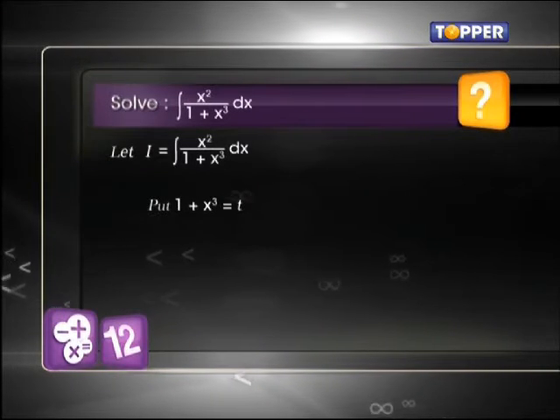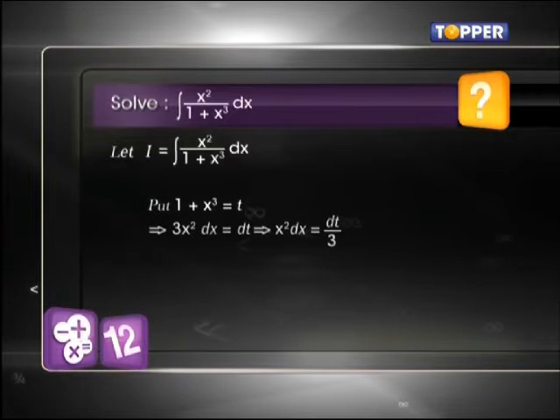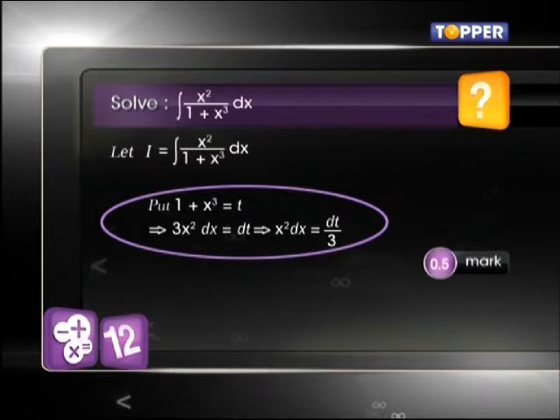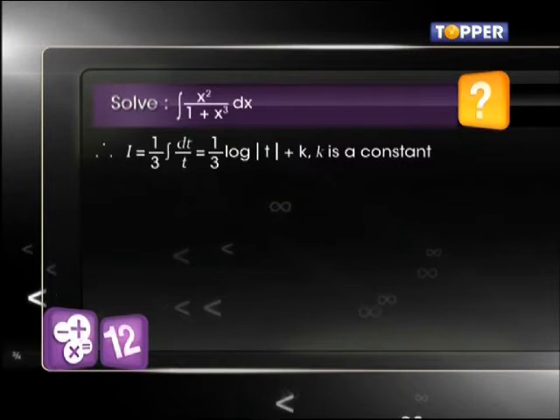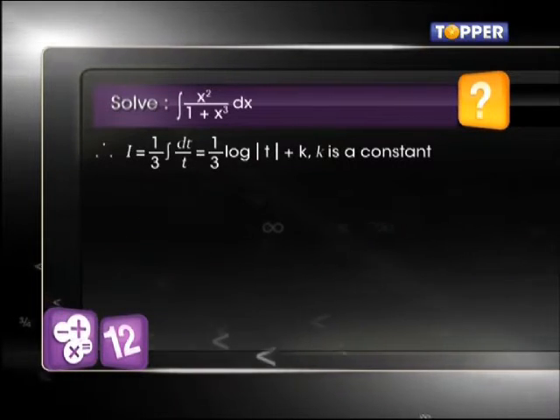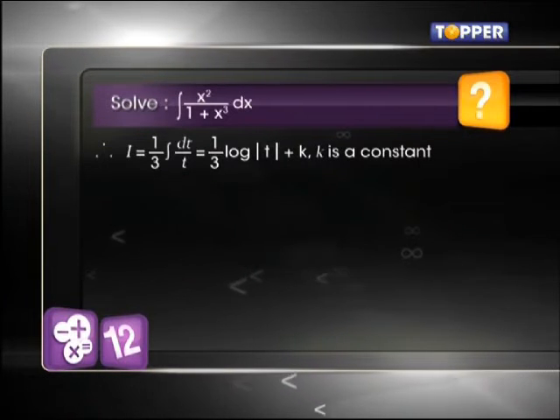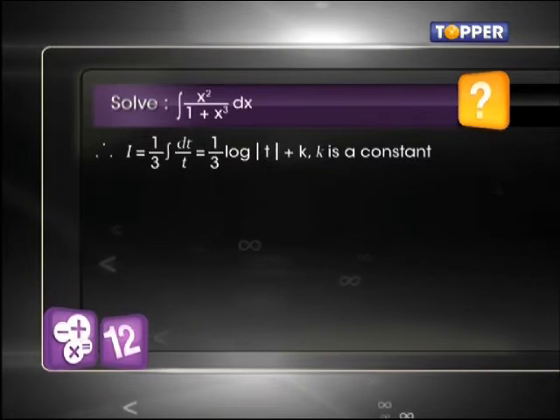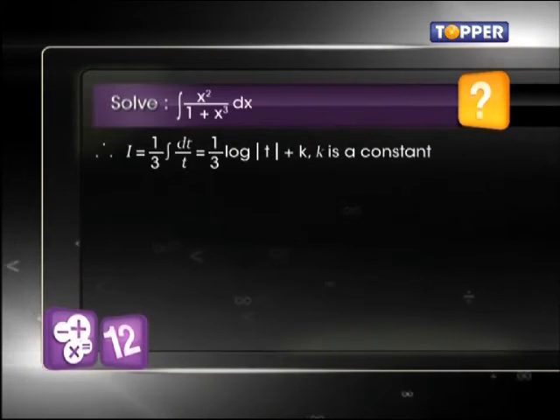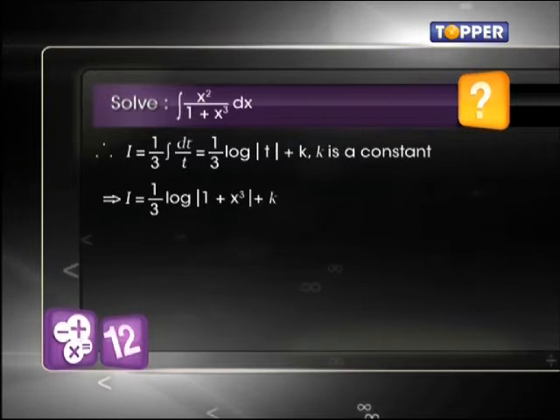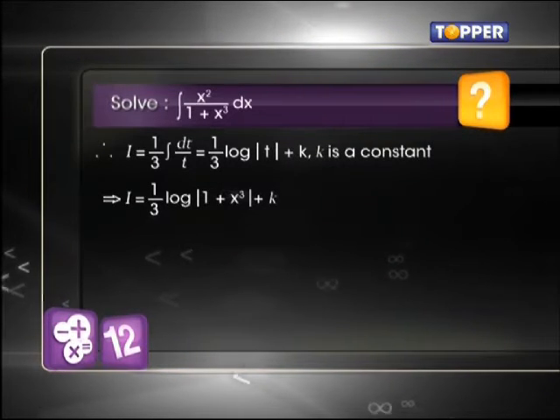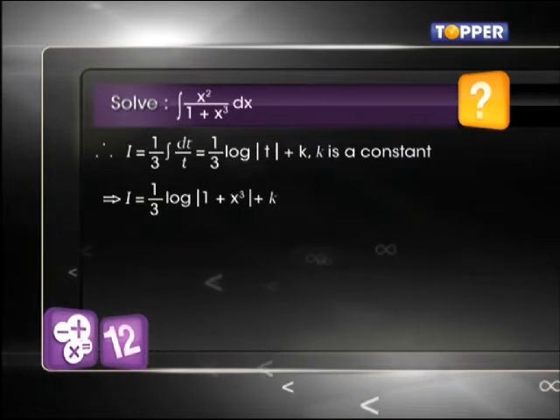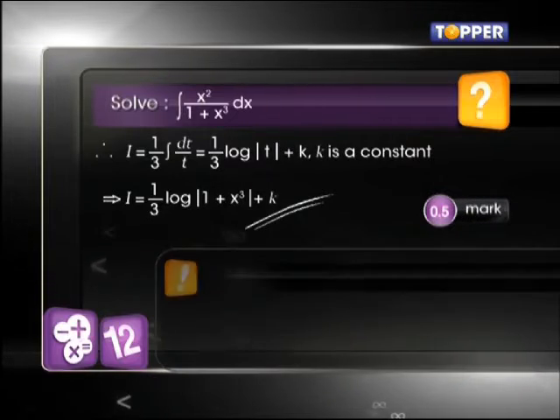So put 1 plus x cube is equal to t. This implies that 3x square dx is equal to dt. Now the given integration I is equal to 1 by 3 into the integration of 1 upon t, which is equal to 1 by 3 into log t plus k. Please note that here k is the constant of integration. So we find the solution of this problem is equal to 1 by 3 log mod 1 plus x cube plus k. You have earned a very important mark for your efforts.